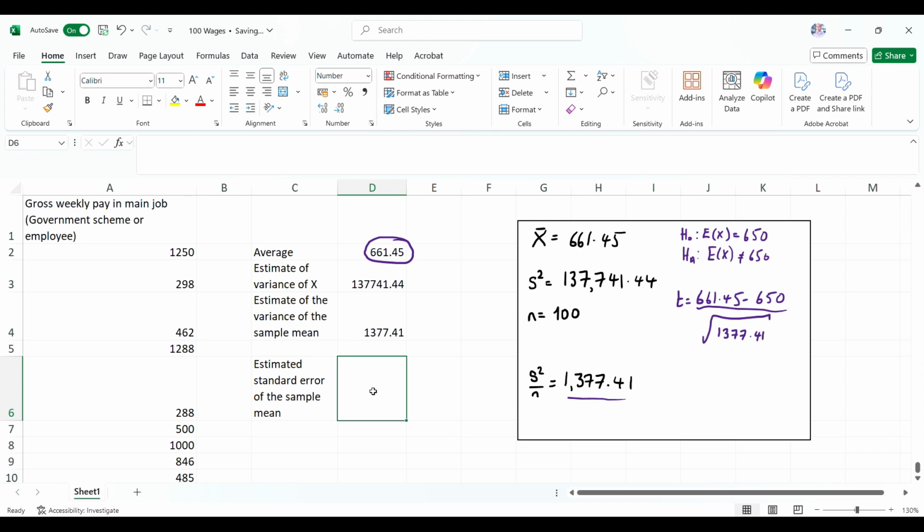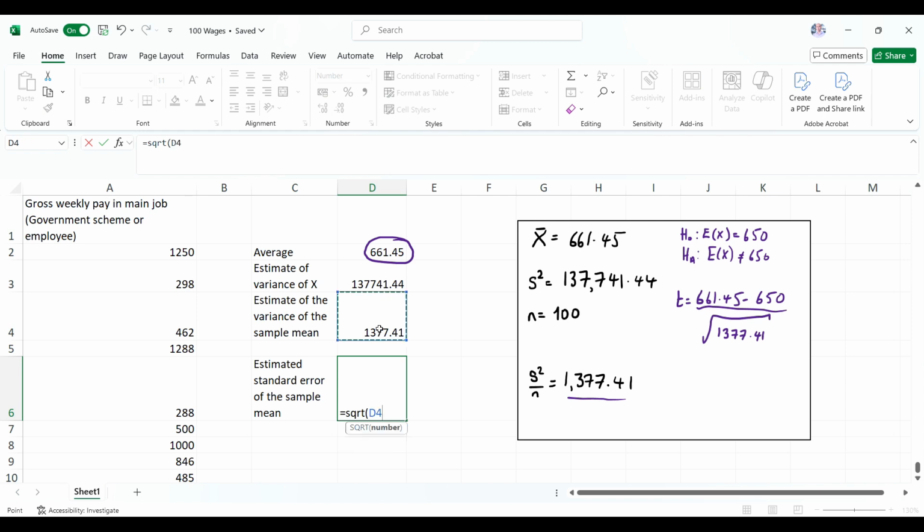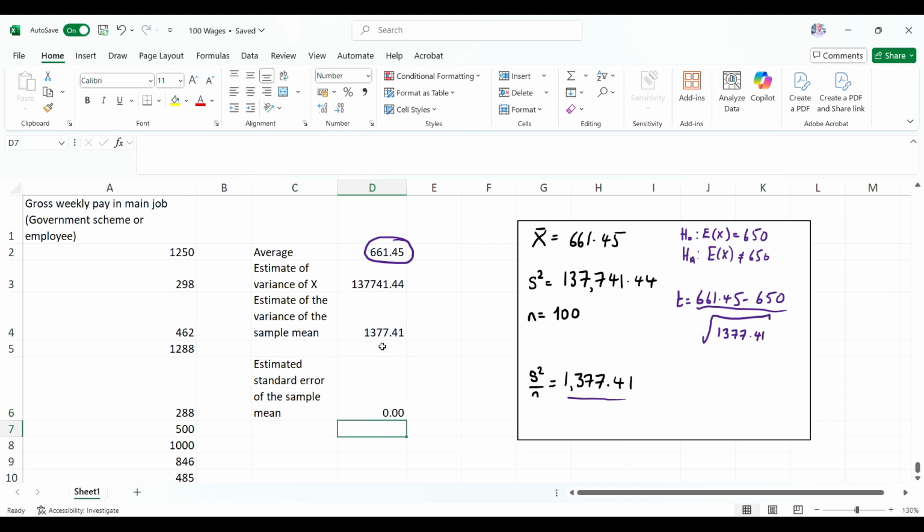First of all, let's find an estimate of the standard error of the sample mean. We know that our estimated variance of the sample mean is 1,377.41. This estimated standard error is just the square root of 1,377.41. We can do this in Excel by using the formula equals SQRT. That calculates the square root. We select the cell that we want to find the square root of. That estimated variance is in cell D4, and we get an estimate of the standard error equal to 37.11.